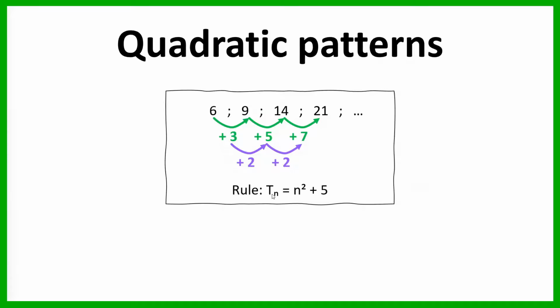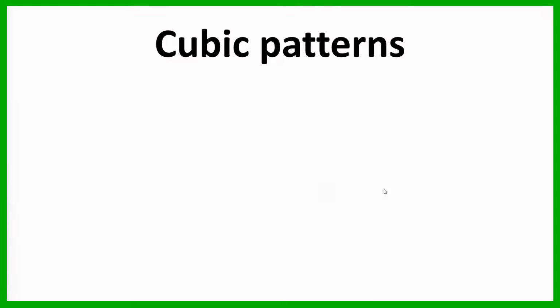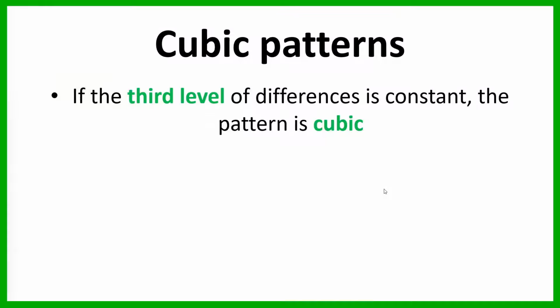So our rule for this one, Tn equals n squared plus 5. Okay, so those are some examples of quadratic patterns. Then you also get something called cubic patterns. If there is a third level of differences, which is constant, then your pattern is cubic. And then the rule will contain n cubed.